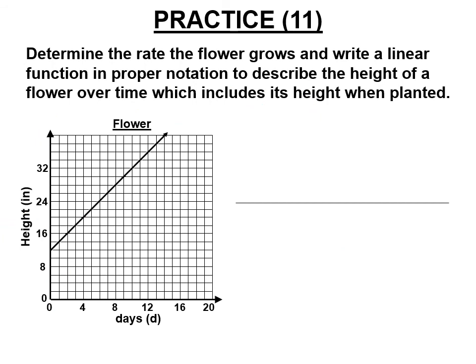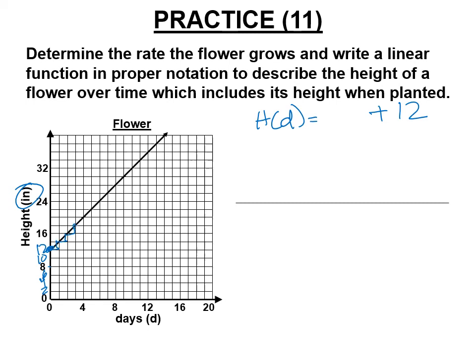All right, the flower grows. This is a flower growing. Now, this one, boxes are small, but each box here is worth 2. I think that's really the key to this problem. So the y-intercept is 12. So the height is a function of days. So it started at 12 inches. It says that. And how fast is it growing?